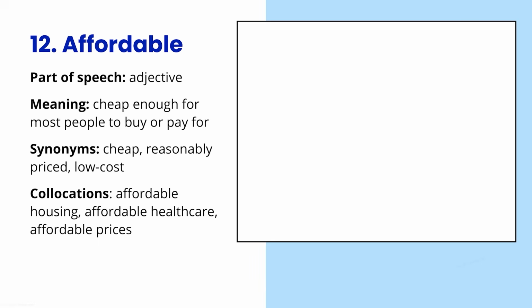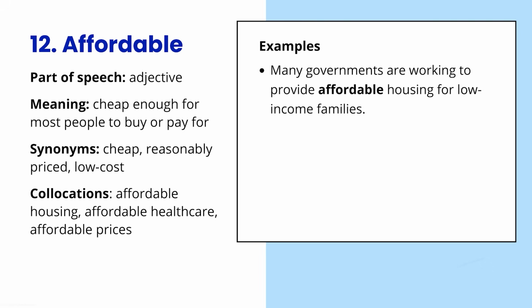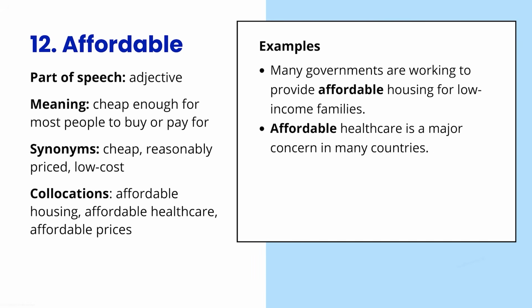Affordable prices. Many governments are working to provide affordable housing for low-income families. Affordable healthcare is a major concern in many countries. So this is saying that having access to healthcare that most people have the money to pay for is a major concern in a lot of countries. So affordable is a great synonym for cheap, which can sound a little bit too informal in academic writing.